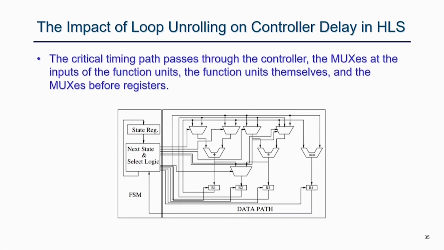If you see a generic data path that is generated, we have a few FUs, and there may be muxes at the input of the FU, and the output of the FU goes to a register, and there may be some muxes again, right. We have discussed all this structure. So, what is the controller delay? Based on the current state, it will generate the next state. So, there will be some delay here, and that signal will come here, and here. So, this signal effectively propagates through this multiplexer, this FU, to the register. So, this is that controller delay path, right.